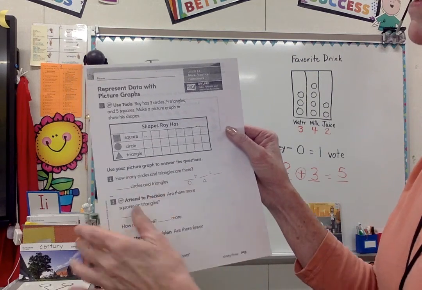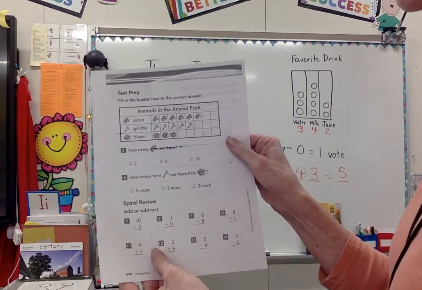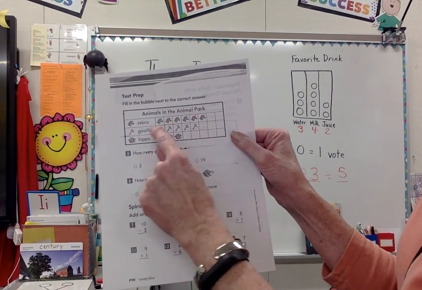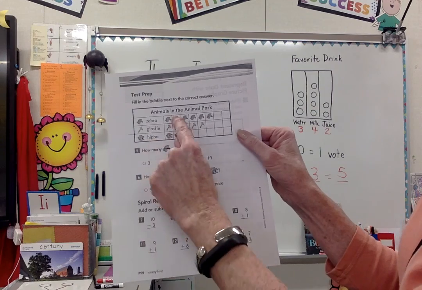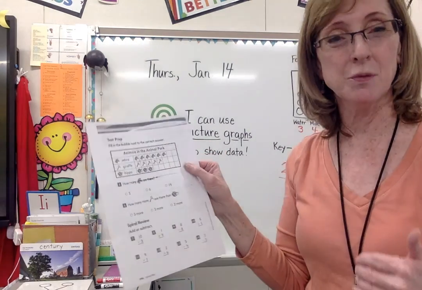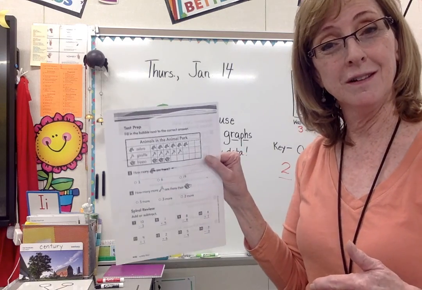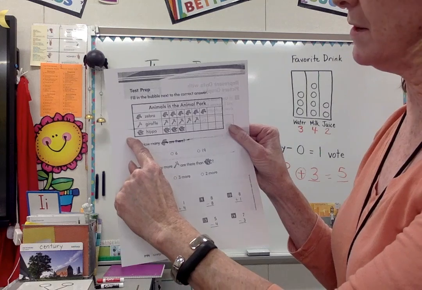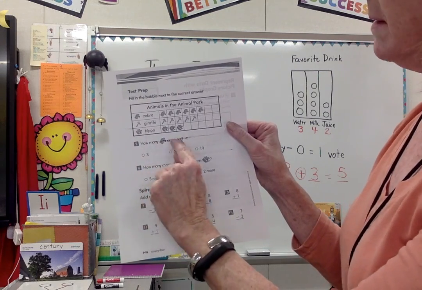Okay? All right. Back side. Here's another picture graph. I love this. Look at this. Animals at the animal park. We have zebras, giraffes, and hippos. They've done these for you. I wonder what your first thing is that you're going to do. What's Miss Ward's secret hint about graphing? Would you count them and write out to the side? That's my secret hint.